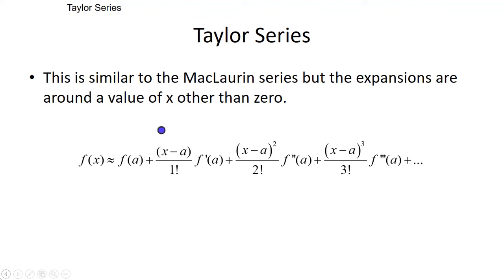f of a, plus (x minus a) times f dashed of a, plus (x minus a) all squared over 2 factorial times f double dashed of a, plus (x minus a) all cubed over 3 factorial times f triple dashed of a, and so on. We can see how this is going to keep on going to further terms. This is the Taylor series expansion. Of course, if we set a to be equal to 0, we recover the Maclaurin series.